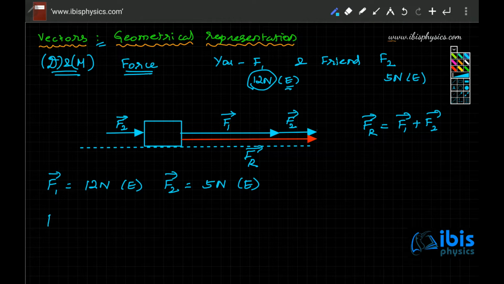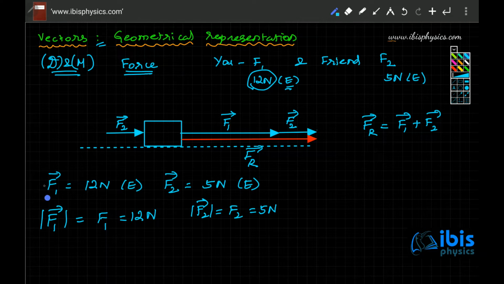But the modulus of F1, without the arrow, is simply F1. That means, without direction, it is just 12 Newton. And the magnitude of F2 is just F2 without the overhead arrow. That will give you only the number value of the force, that means the magnitude of the force, but not the direction. This is the difference between the force vector and the force.